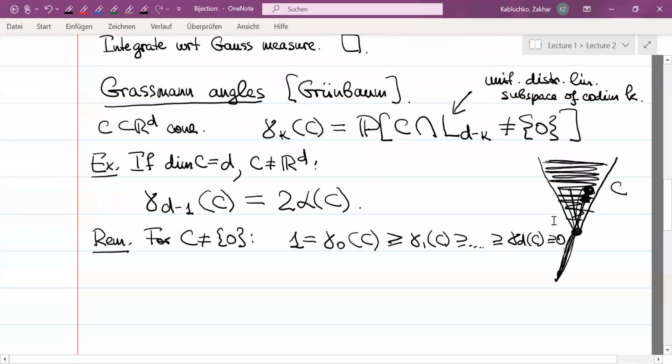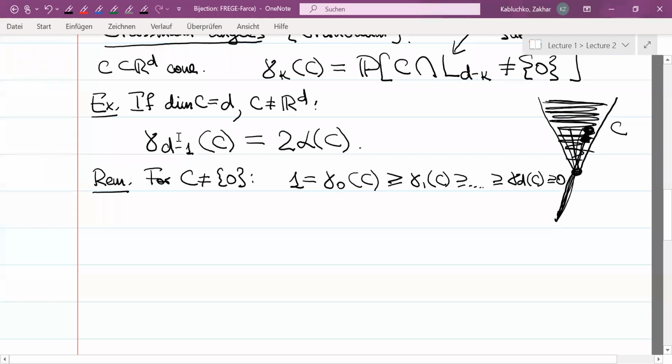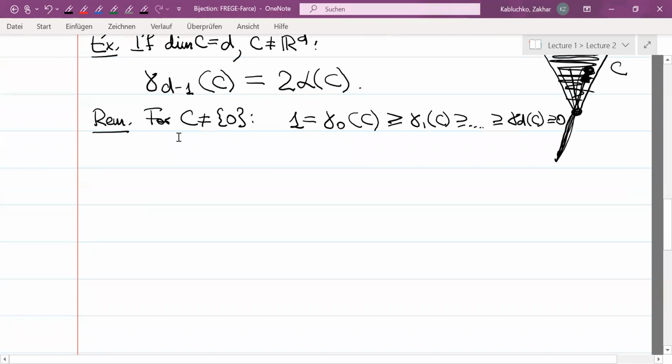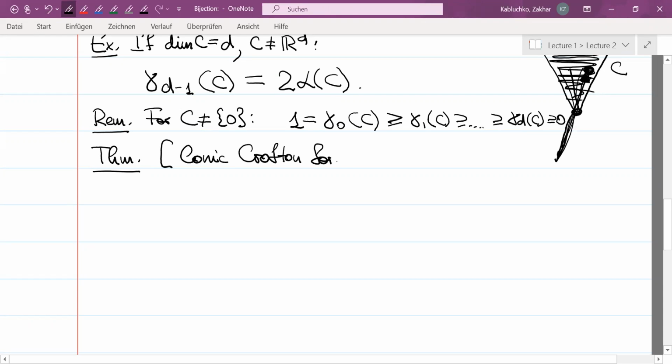And now the main result which we need for the Grassmann angles is a formula which allows us to compute them given the conic intrinsic volumes. So this is the theorem, which is really the main part of the proofs which will be presented, or of the examples which will be presented below. It is called the Conic-Crofton formula. And it is really crucial for what follows.